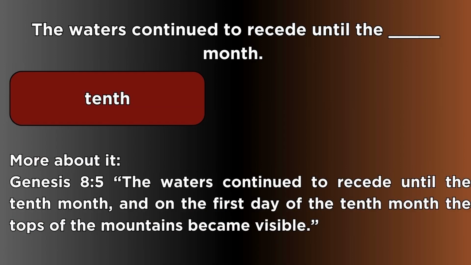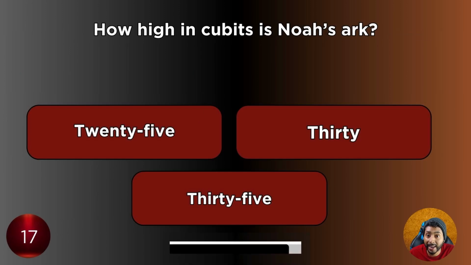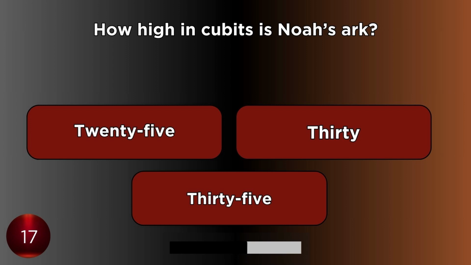10th. Genesis 8:5. The waters continued to recede until the 10th month, and on the first day of the 10th month, the tops of the mountains became visible. 17. How high in cubits is Noah's ark? 25, 30, or 35?